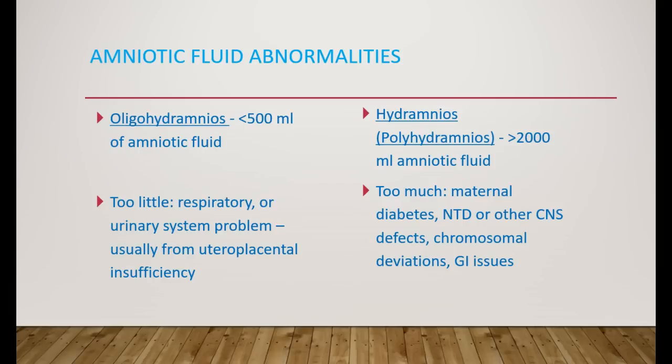So too little can tell us that we have an issue with our kiddo. It could be a respiratory issue or a urinary system problem, and it usually occurs from a placental insufficiency. There's not enough good blood flow through the placenta to feed all the nutrients and oxygen that our kiddo needs. On the other side, too much fluid can indicate maternal diabetes, a neural tube defect, or other central nervous system defect of some kind. Can tell us chromosomal abnormalities or a GI issue.